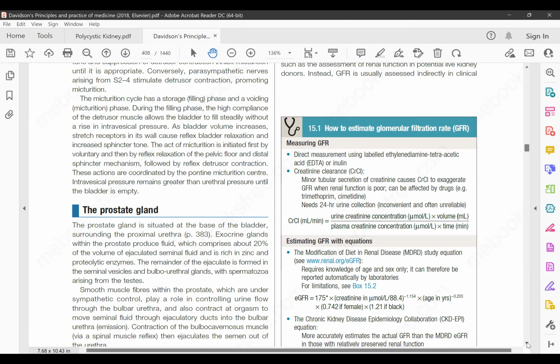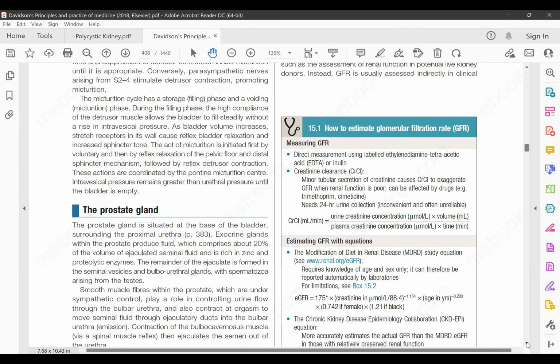So what all do I need to know? You have to do 175 multiplied by creatinine in micromoles per liter divided by 88.4 to the power of minus 1.154, multiplied by age in years to the power of minus 0.203, and so on. Who can remember this? Nobody can remember. So what all do you need to know?